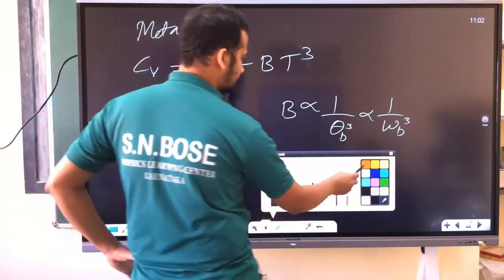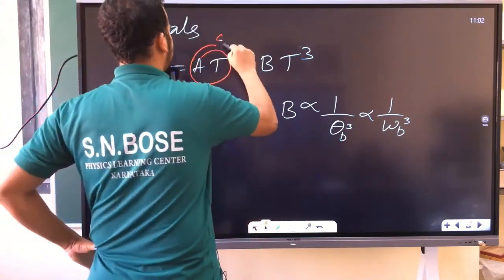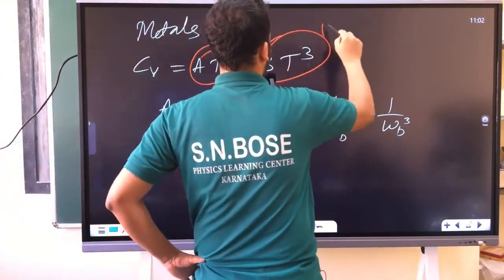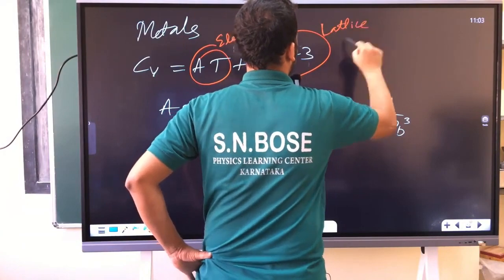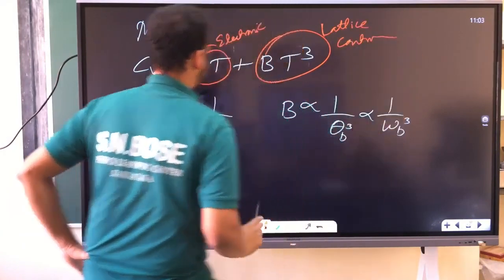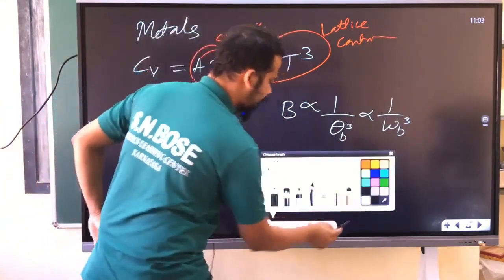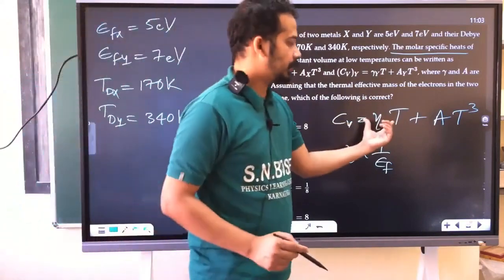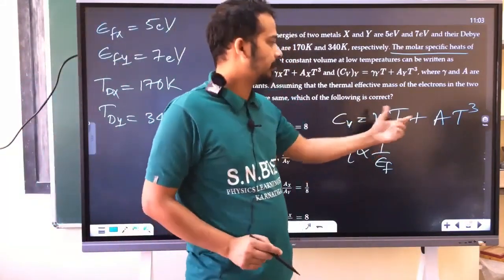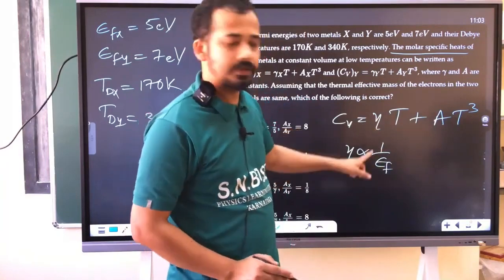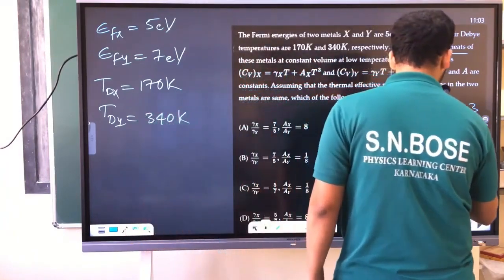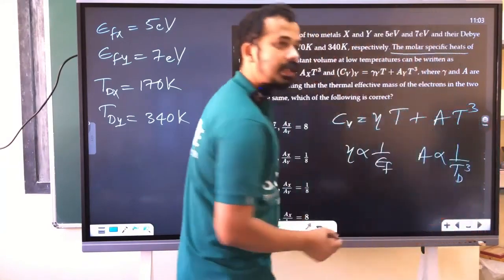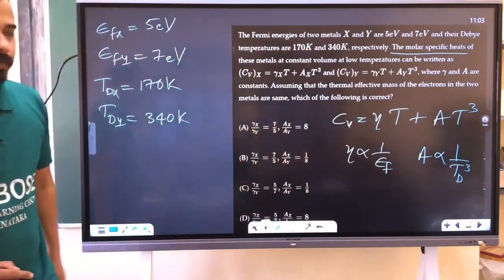So what I'm saying here is, this one is the electronic contribution, and this one is the phonon, lattice contribution. Got my point? So shall I proceed? This gamma, you should quickly find, is the electronic contribution, and this is the phononic contribution. That coefficient is inversely proportional to EF, and this coefficient is inversely proportional to TD cube. I'll write TD, not theta D, okay?